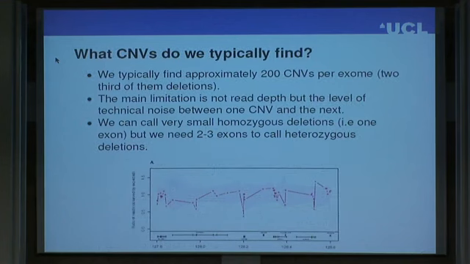Okay, and just a last word on that. How many CNVs do we typically find? Something like 200 CNVs per exome, something like that. Two-thirds of them being deletions. Here is the example I gave you before. So we have this nice discrete structure, and we feed this HMM.